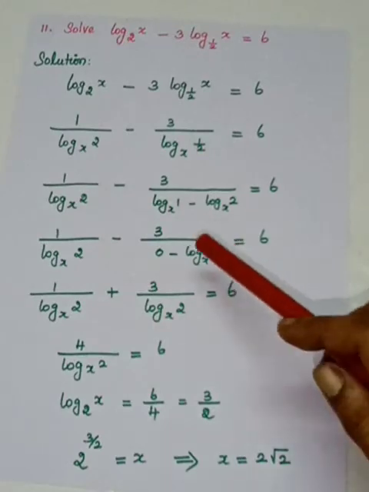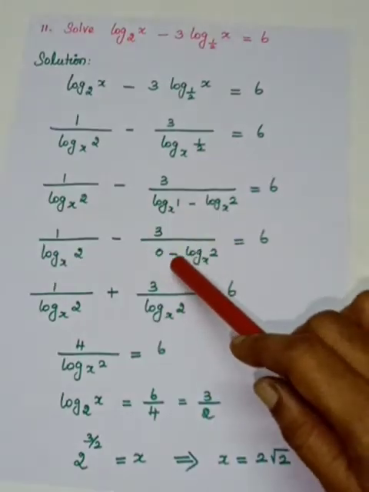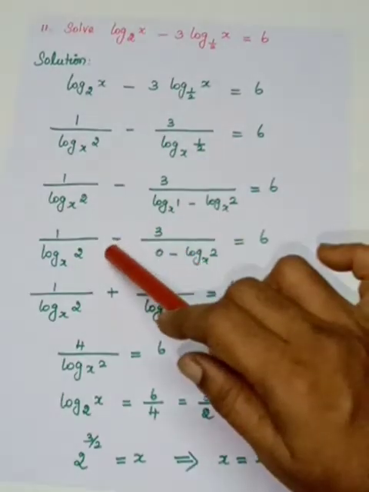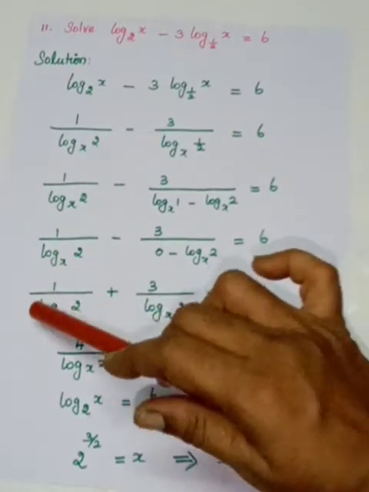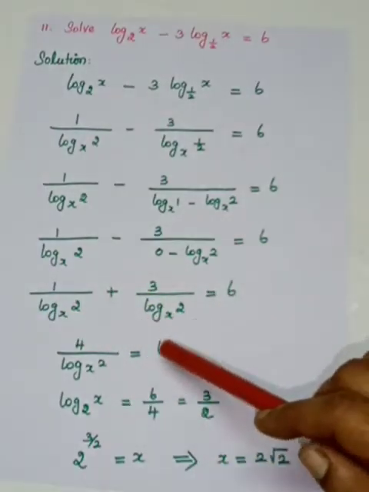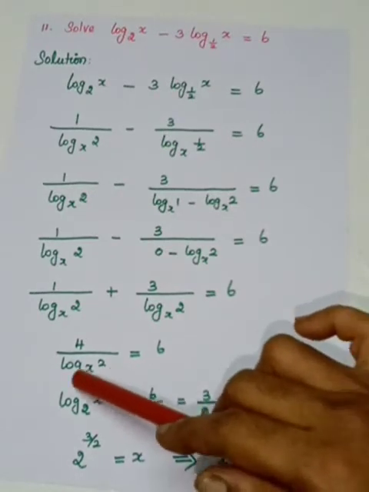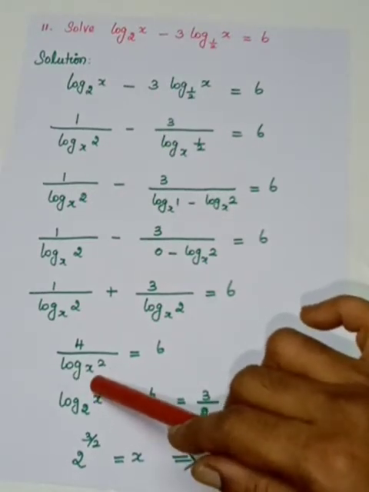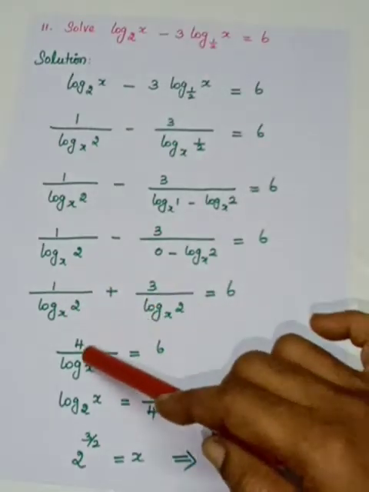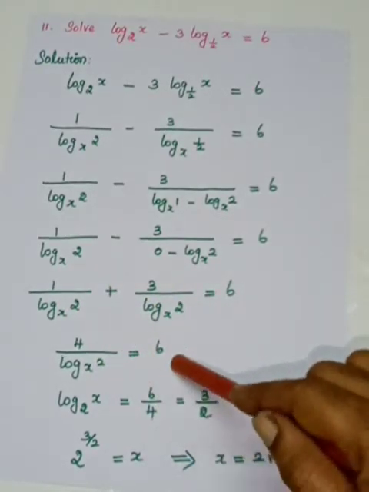Okay, so see, from these two terms, here you have minus, so minus into minus is plus. So what is the LCM here? Log 2 to the base x. It is not log x squared. Log 2 to the base x. So 1 plus 3 is added, so that is 4 is equal to 6.